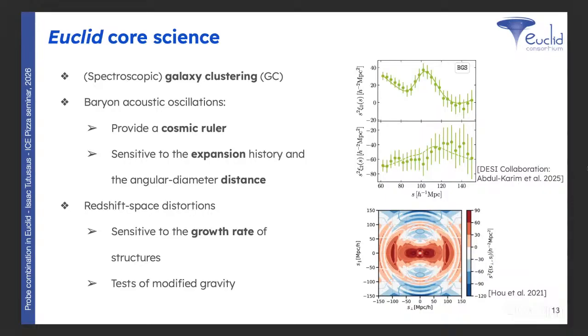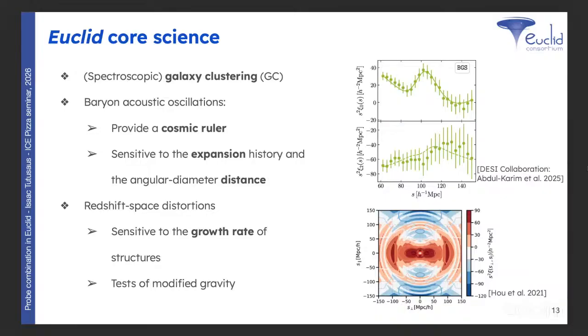Now, what that means is that if you point at a galaxy and you look for the probability of finding another galaxy at a certain separation, there is an excess of probability at a given distance, which corresponds to the size of these oscillations back when the universe was very young. And this is exactly what you can see in this plot.